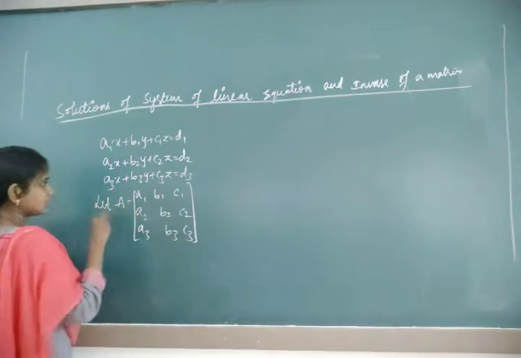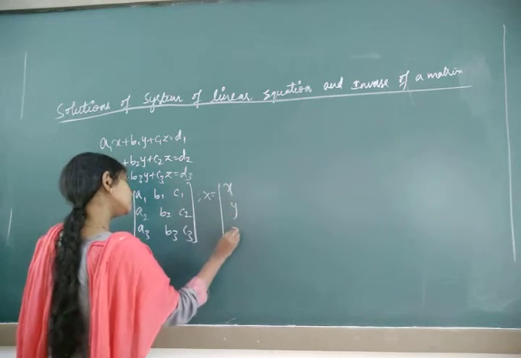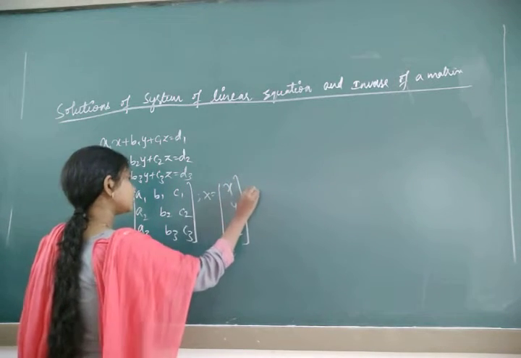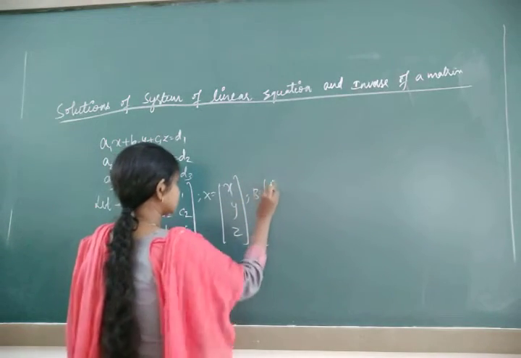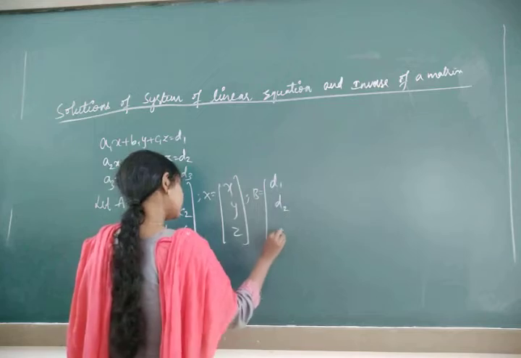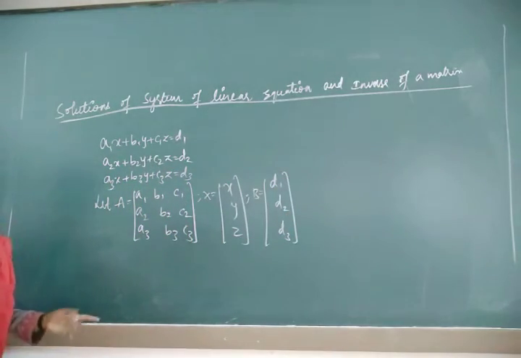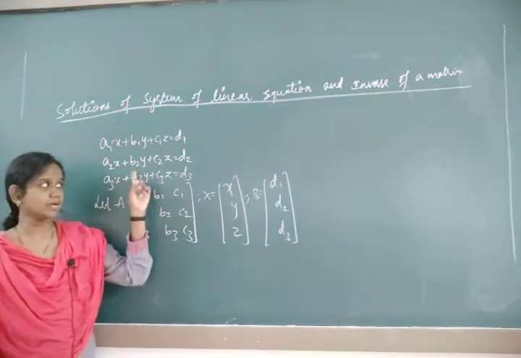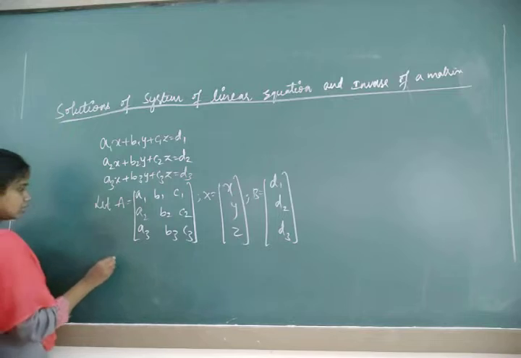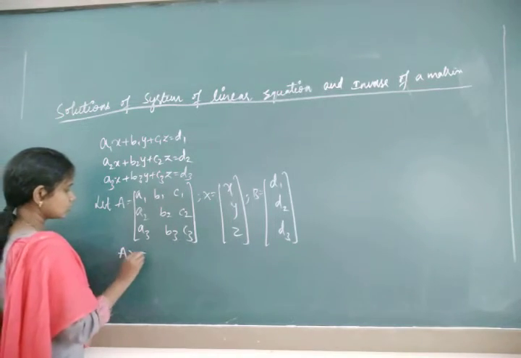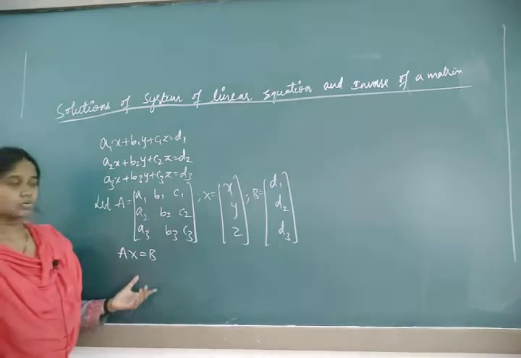So next, x y z can be written as the X matrix, that is a column matrix, and the constants can be written again as a column matrix. Write these two as column matrices only, because by multiplying we have to get back this system of linear equations. So this can also be written as AX is equal to B. If I write AX is equal to B, this will come back.